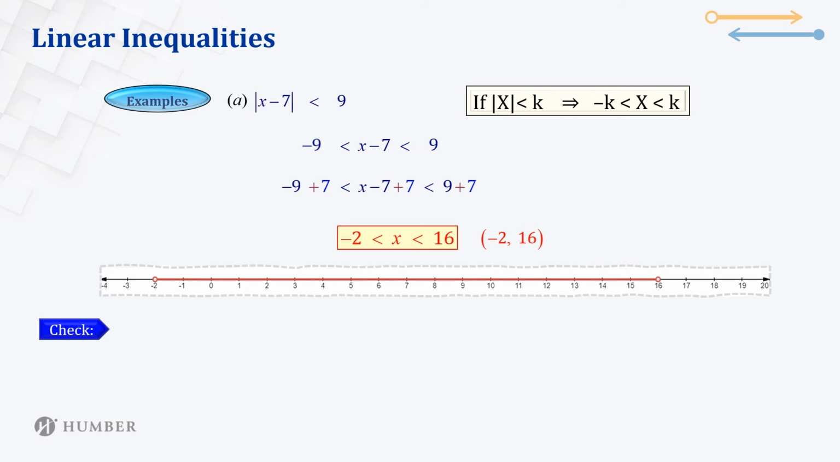Let's check to see if our solution is correct or not. Pick a value between negative 2 and 16, say x equals 0. Substitute x equals 0 into the left-hand side of the inequality, and we get 7, which is indeed less than 9. This test value satisfies the inequality.